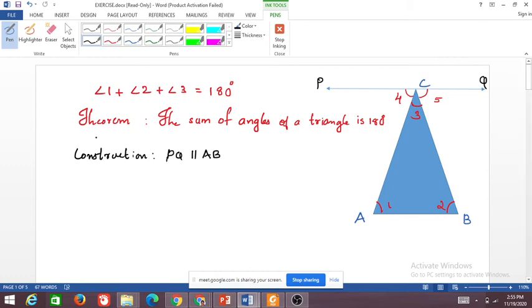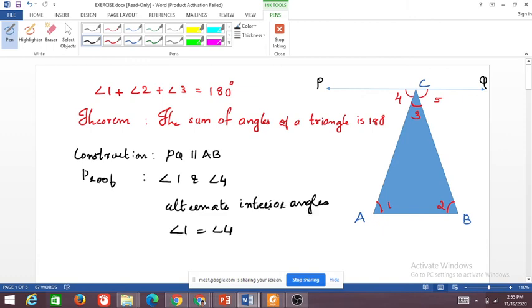As Harika was saying, look at angle 1 and angle 4. Which pair of angles are they? Alternate interior angles, ma'am. Yes, they are alternate interior angles and the lines are parallel. So what can we say about these 2 angles? They are equal. So we can say that angle 1 equals angle 4. Similarly, look at angle 3 and angle 5, this angle and angle 2.